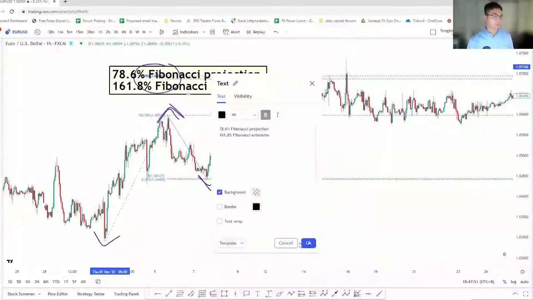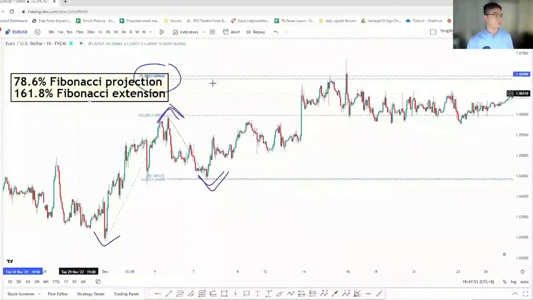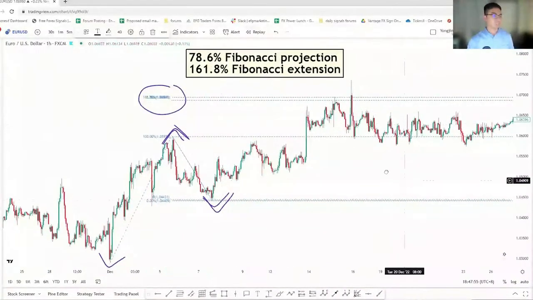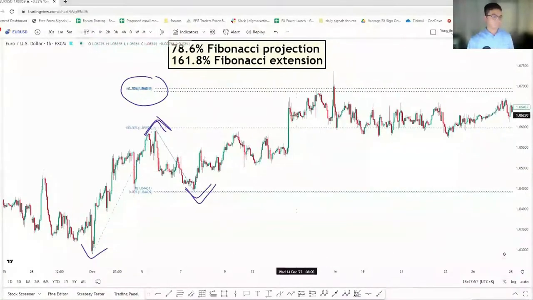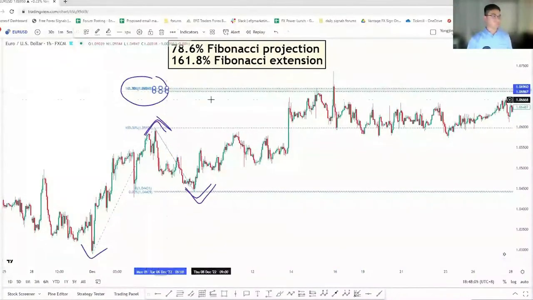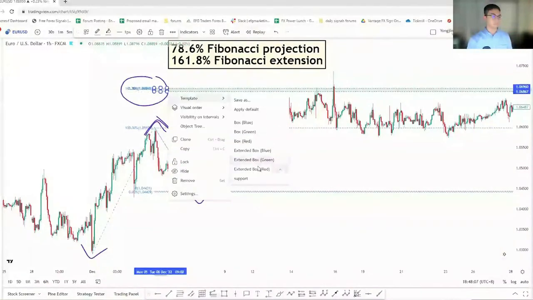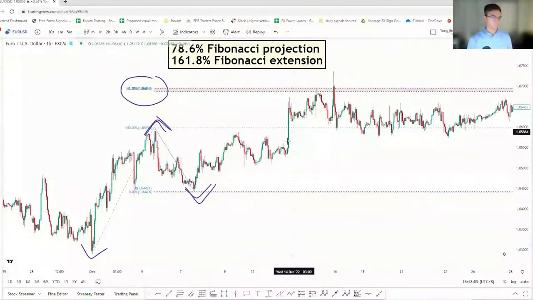So these two right there actually added confluence to why price rejected back down. Price tapped into that level and rejected strongly towards the downside. So I'll just draw that level out. It's quite clear cut right there. Went up, tap, rejected back down.